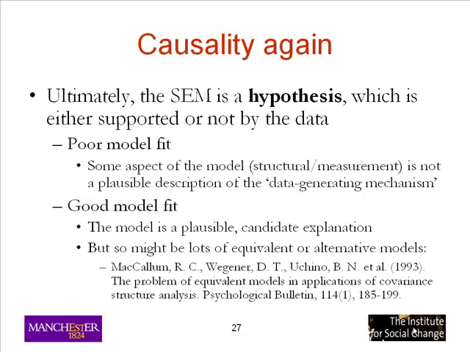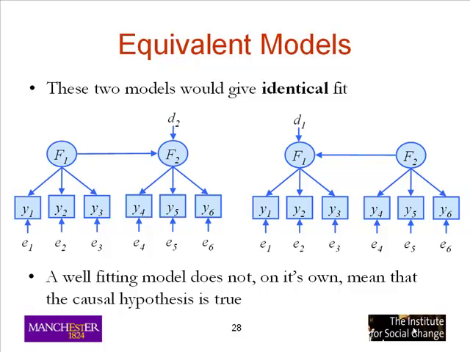There's a particularly good reference that looks at the case where, rather than just similar models, you can actually have statistically equivalent models in this domain. So you might have, for instance, in this scenario, two models. The model on the left implies that F1 predicts F2. The model on the right implies the opposite relationship, that F2 predicts F1.